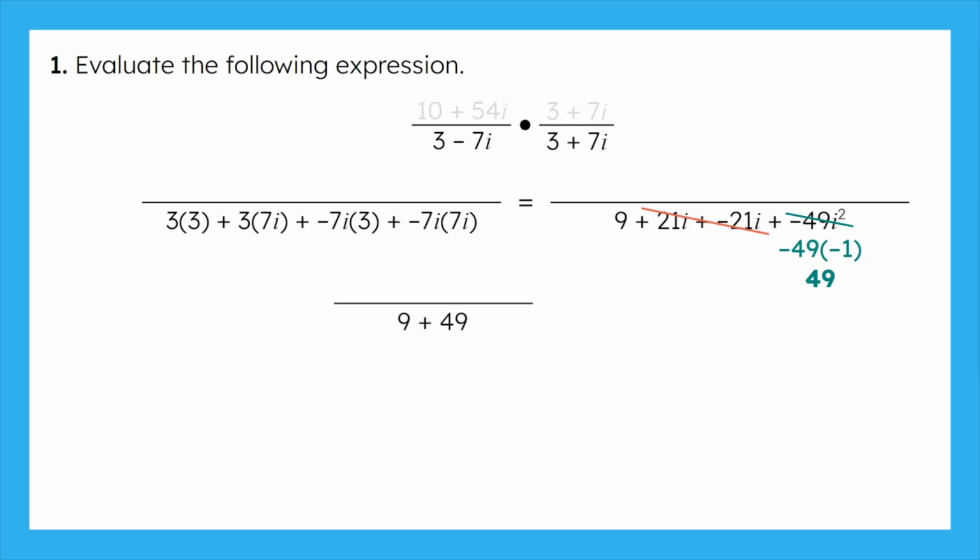See how there aren't any i's in the denominator anymore? This is exactly the reason that makes the conjugate so special. When we multiply a complex number by its conjugate, their i's cancel out, leaving only a real number. 9 plus 49 equals 58. Now that we've multiplied our denominators, time to multiply the numerators. Pause now and multiply them yourself.